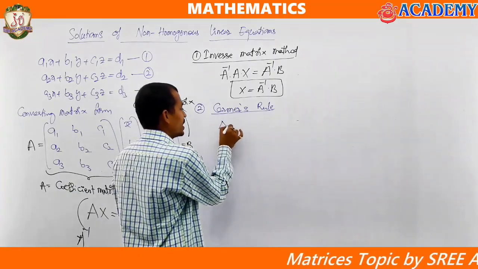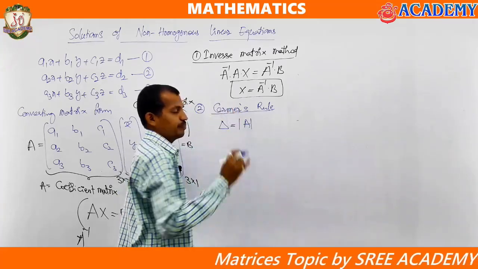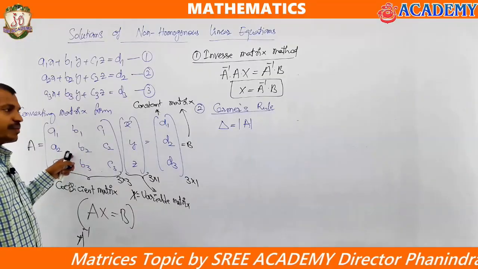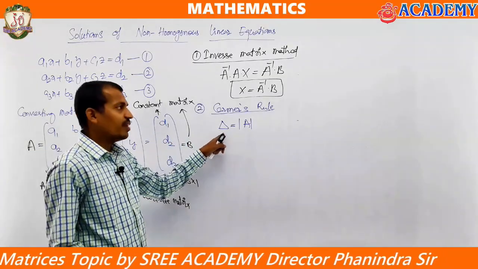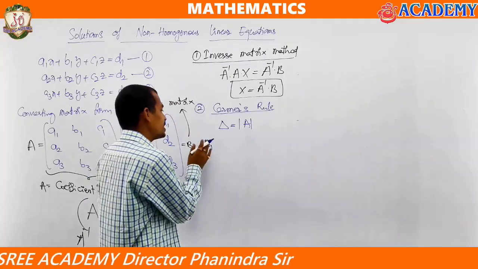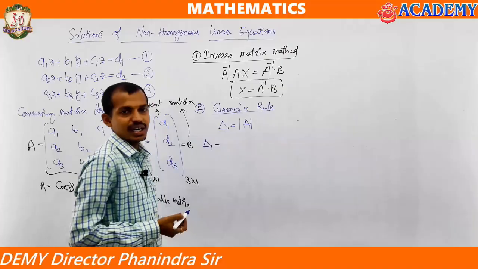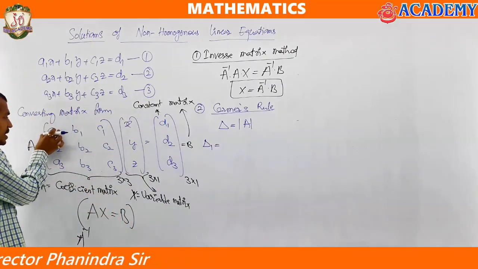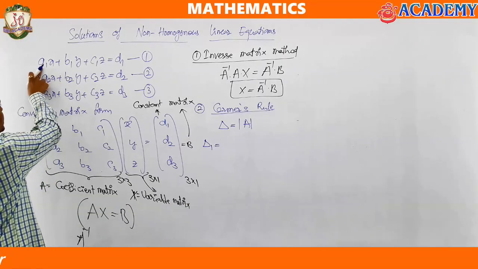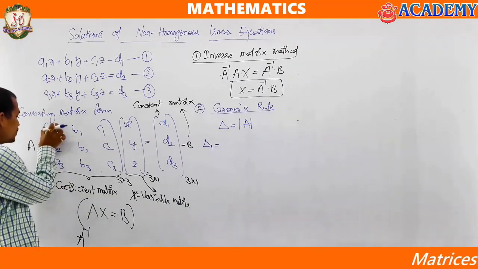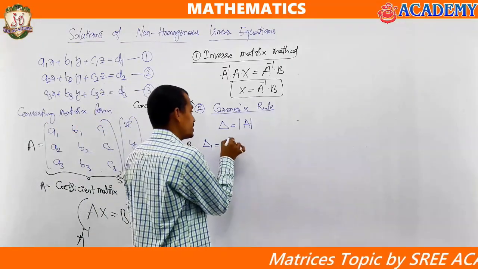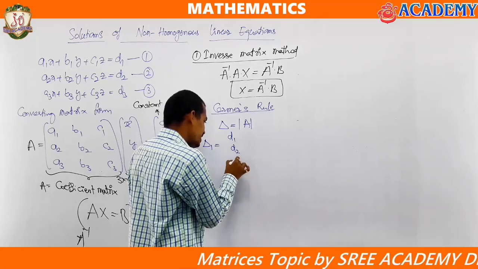we will take as delta. After finding the determinant, we are naming it as delta. We will write here delta 1, delta 2, delta 3. Delta 1 is nothing but one matrix determinant, that is nothing but simply replacing the X coefficients A1, A2, A3 with the constant matrix, the constants D1, D2, D3.